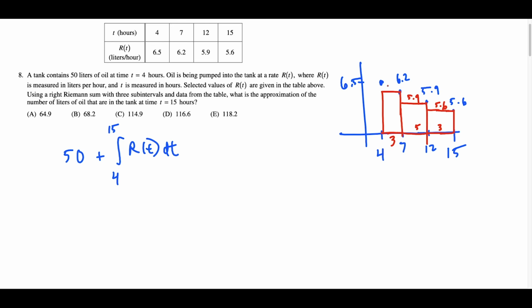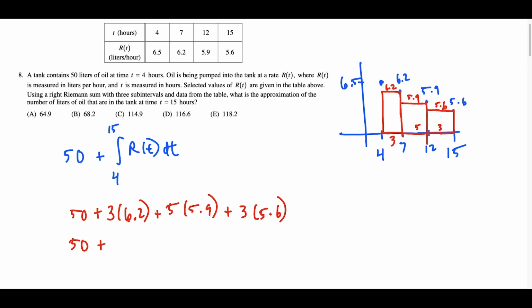So all we have to do to answer this question here is we're going to do 50 plus the area of these 3 rectangles. The other way of doing this with just the table is to say from 4 to 7 is a change of 3, and I go with the value on the right, which is 6.2, which you could see right away is the area of this first rectangle. And then from 7 to 12 is a distance of 5. The value on the right is 5.9, and 5 times 5.9 gives us the area of the second rectangle. And now we've got plus 3 times, because that's the distance from 12 to 15, the value on the right is 5.6. So then the rest here is just arithmetic. We have to just be able to add all this stuff up.